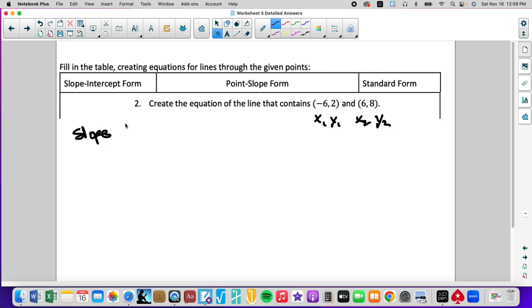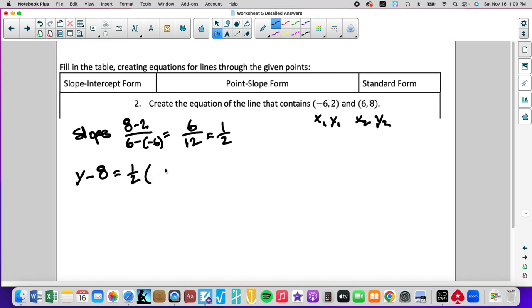So the slope is going to be 8 minus 2 over 6 minus -6, which is going to be 6 over 12, which is 1/2. Okay, now let's take point slope. So we'll take a point. We'll take 6, 8 this time. So y minus 8 equals my slope times the quantity x minus 6. So that is point slope form.